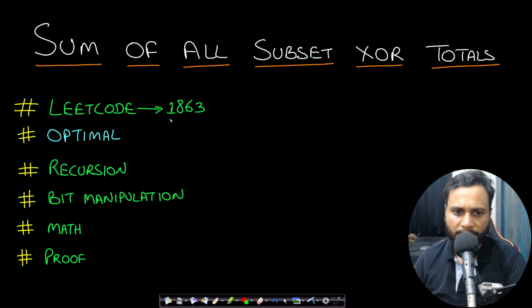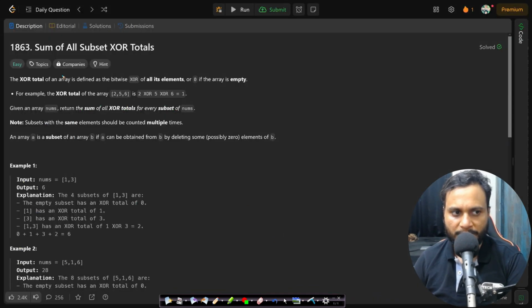This is from Leetcode number 1863. We will be looking at two techniques. One will be involving recursion and backtracking, and another one will be involving bit manipulation with maths. The proof of this second technique will be shown at the end of the video, so stay tuned till the end. Let's now read the problem statement.